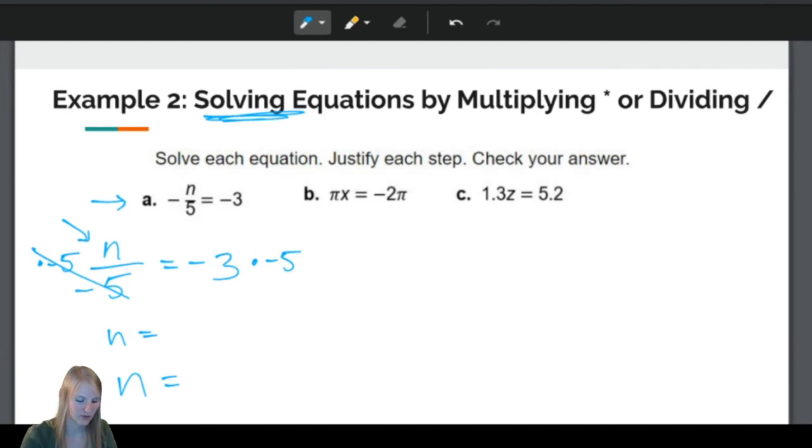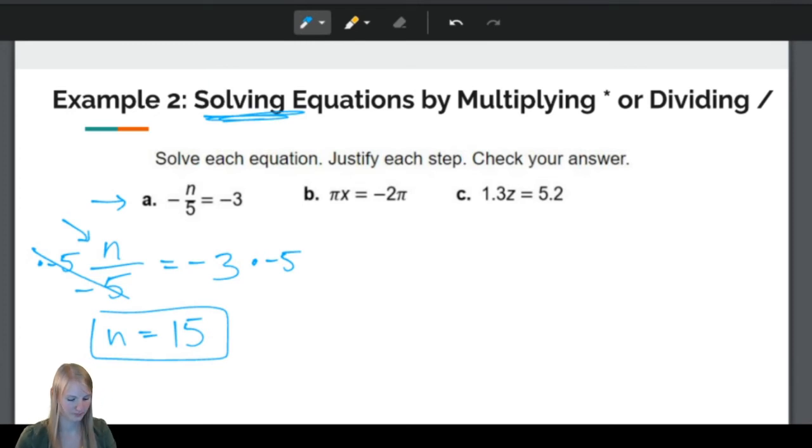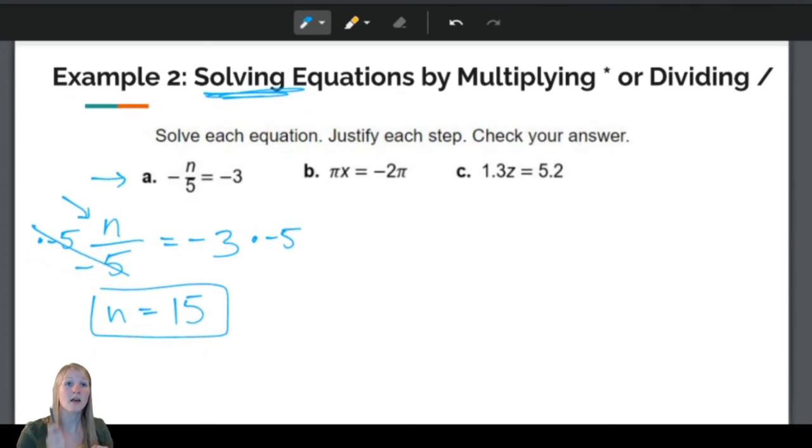3 times 5 is 15. So this is positive 15. Again, remember, there's no shame in using your calculator. Wonderful. We got the n by itself. So we are done, except we need to check. We need to check and make sure that we are correct.